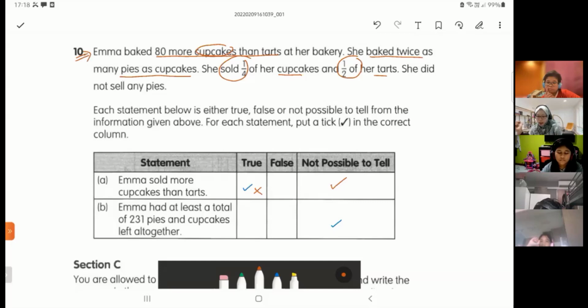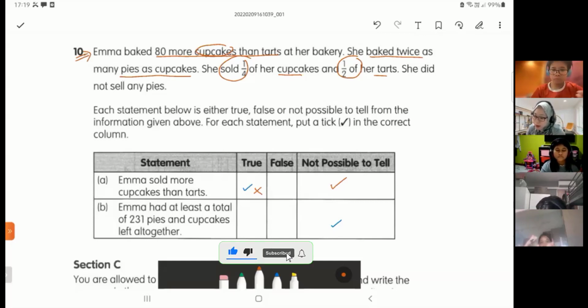I did not, right? So we cannot assume that because the number of cupcakes is more than tarts at first, she will be selling more cupcakes than tarts. No, we cannot assume. All right. Then for example, we can just give one example.